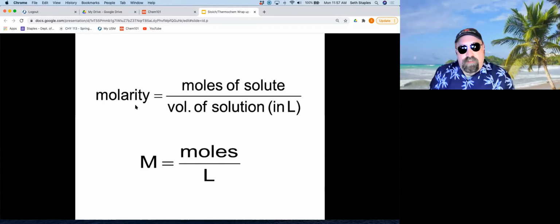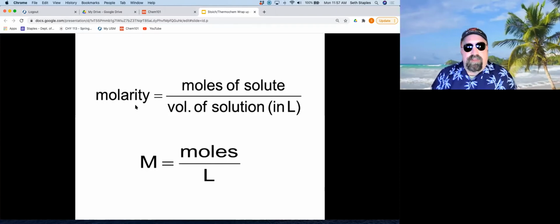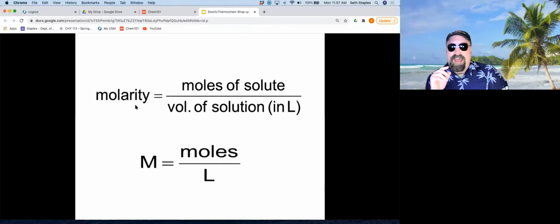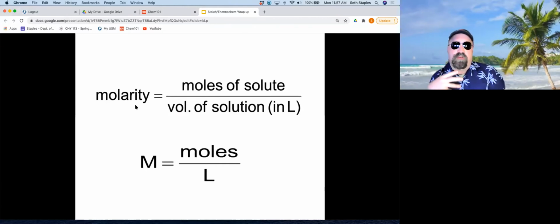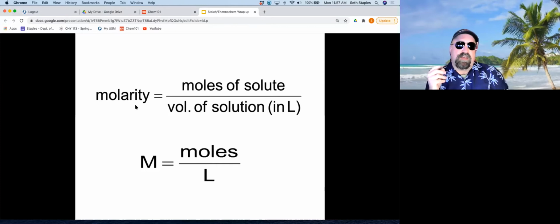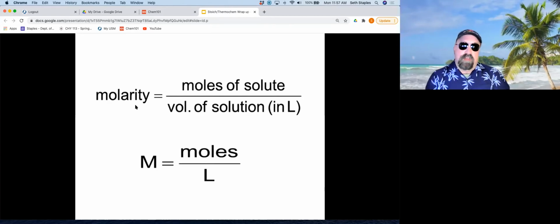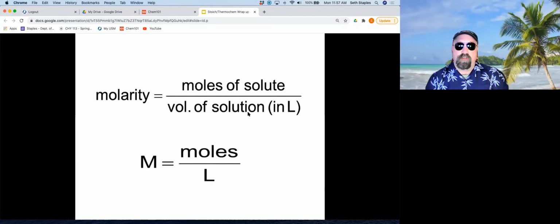We also talked about using molarity as an amount. Remember that most of our reactions take place in an aqueous solution. And so it's useful for us to have a way to calculate how much of the compound that we're interested in is actually in a certain volume of the solution. And so we use molarity for that. Remember, molarity is the moles of our solute divided by the volume of the solution. And we denote it with a capital M.